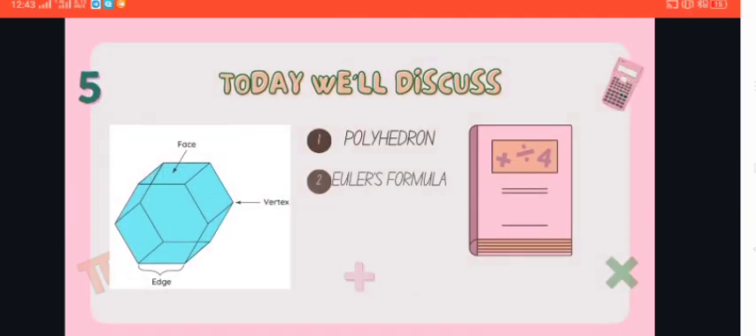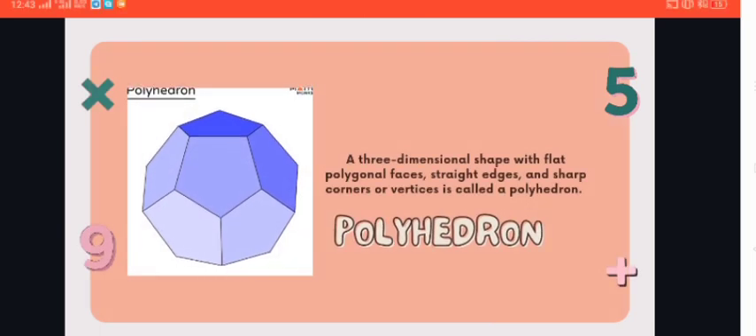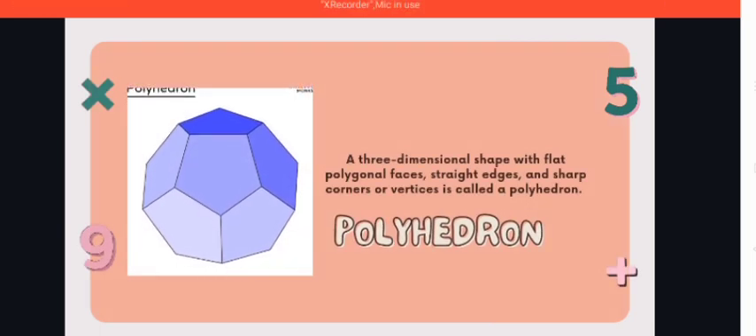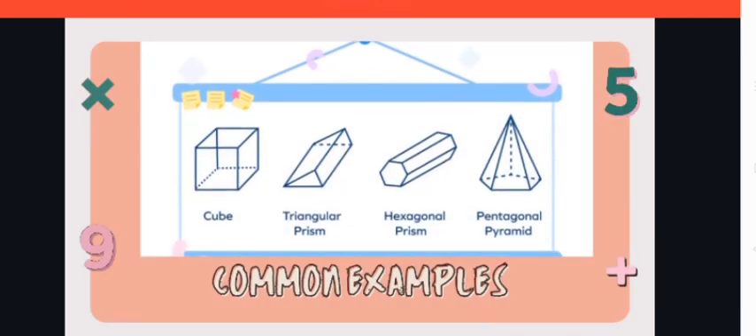So for today's video, we will be discussing the polyhedron and also Euler's formula. So let's see first what is a polyhedron. A polyhedron is a three-dimensional shape with flat polygonal faces, straight edges, and sharp corners or vertices. Here are the common examples of a polyhedron. We have here a cube, triangular prism, hexagonal prism, and also the pentagonal pyramid.